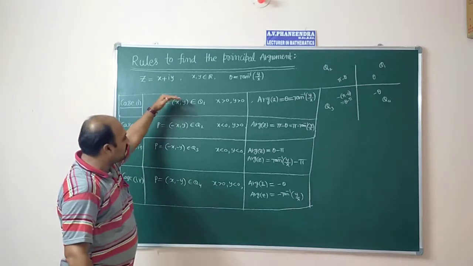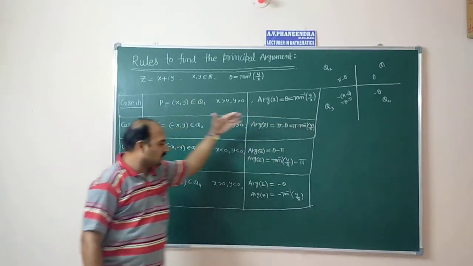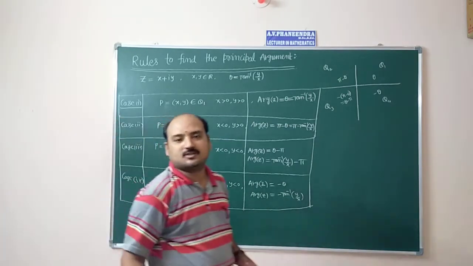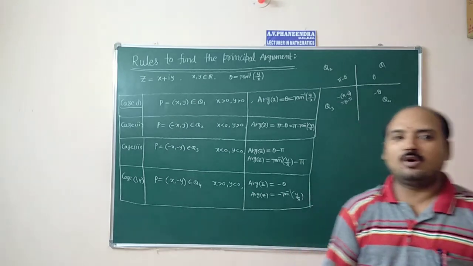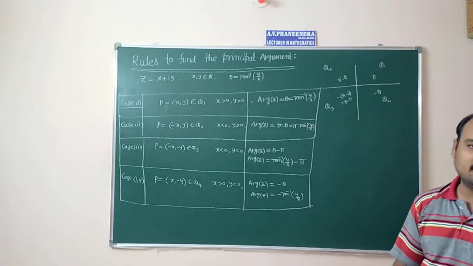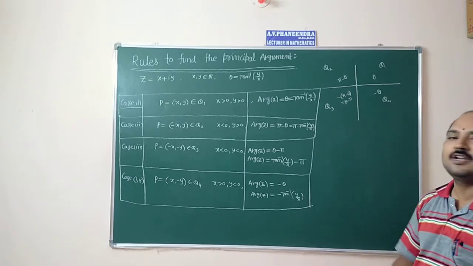These are the cases: when the point belongs to which quadrant, what is the argument. Like this, we have to discuss in the table. In the coming episodes, after completing this one, we will discuss the properties of a complex number. After that, we will discuss problems based on complex numbers.